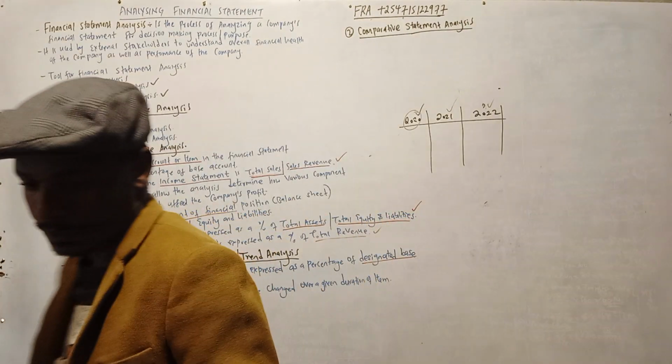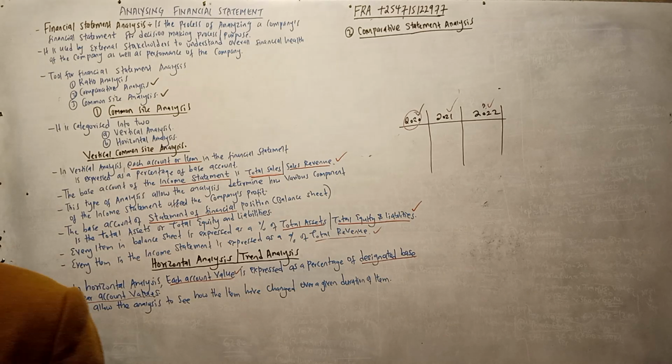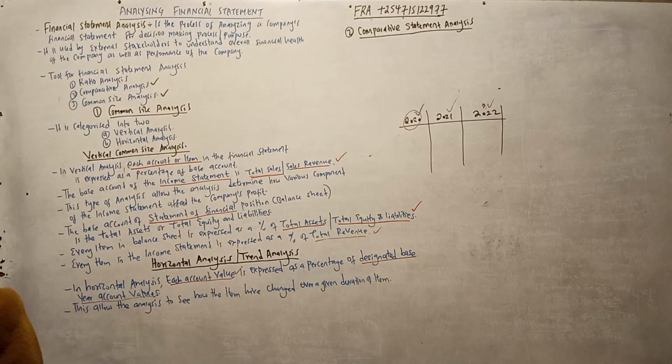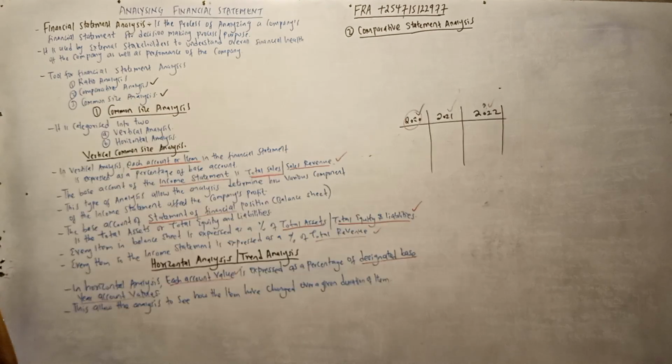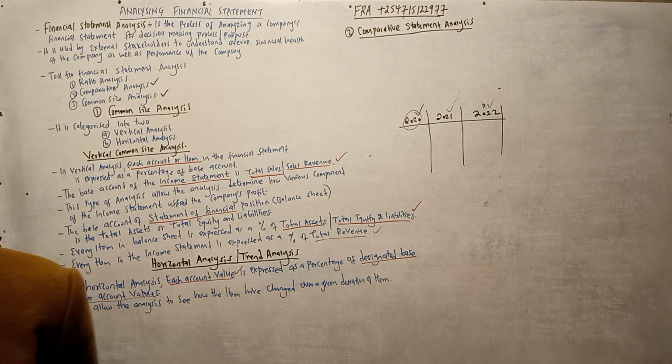Now, the comparative statement analysis deals with the comparison of different items in the profit and loss and the balance sheet of two or more periods. So, number one, we have the comparative income statement. You have the comparative statement of the financial position. Now, for the comparative income statement, very important information is obtained. Number one is the gross profit. Number two is the operating profit. Number three is the net profit. That one is okay.